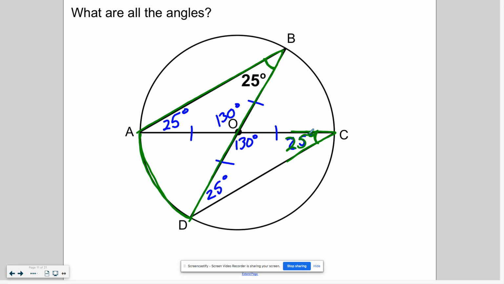These base angles come up a lot. Isosceles triangles come up a lot where you have base angles. So keep that in mind as well. The radius of the circle is a very powerful kind of tool.